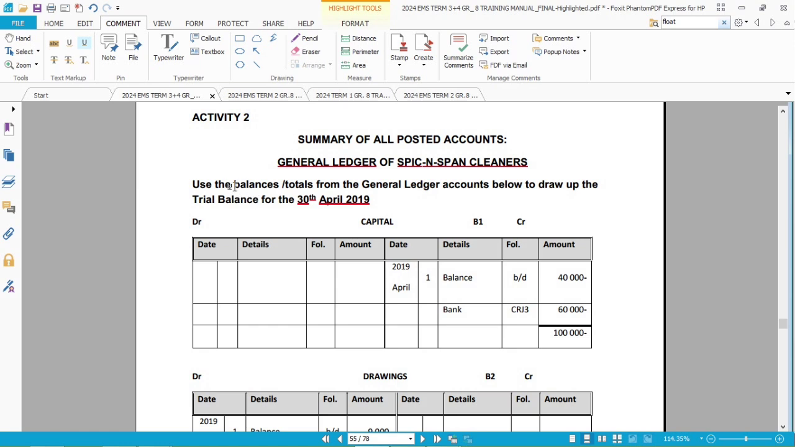So I just want to highlight or underline important information. We're going to be using balances and totals from the general ledger accounts, and we're going to draw up a trial balance. So this is the required. Very important to highlight this information.